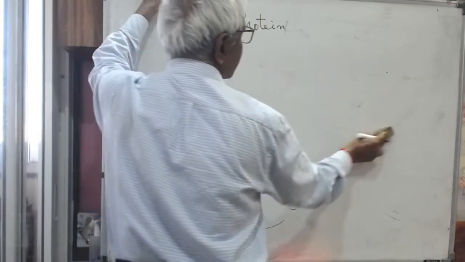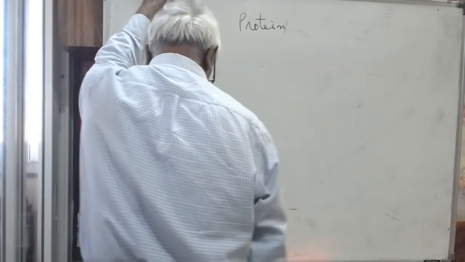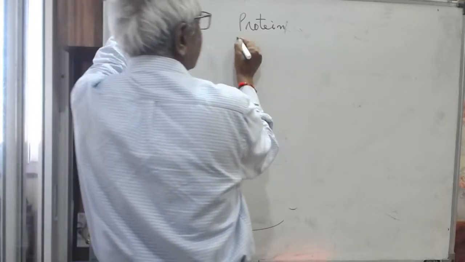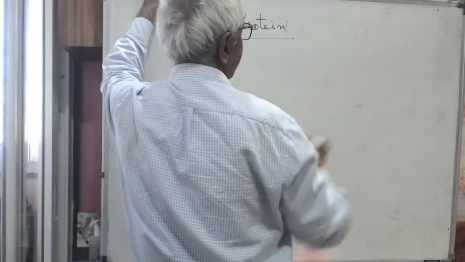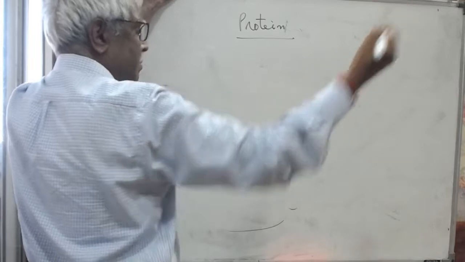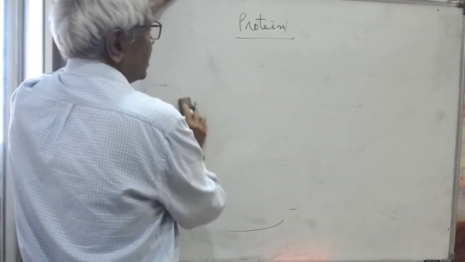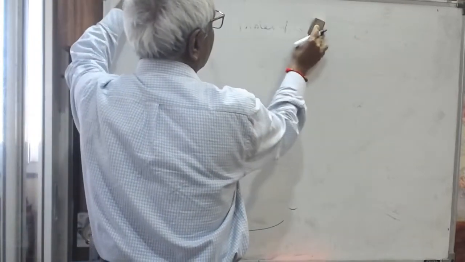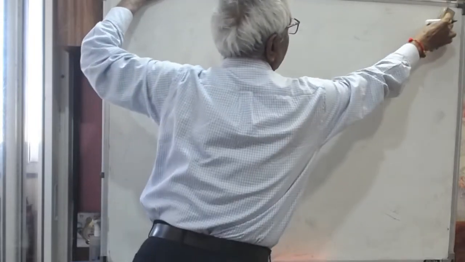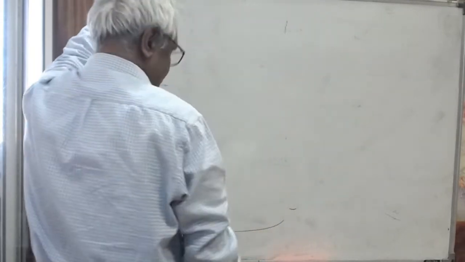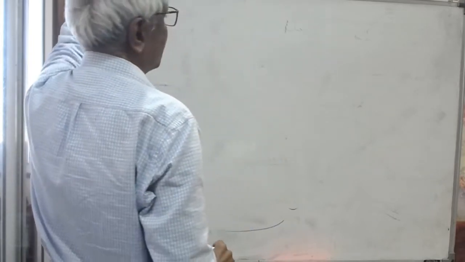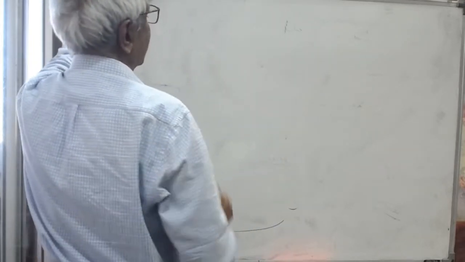Protein is not a polymer because the same repeating unit, meaning the same amino acid, will not be there. Different amino acids combine and give a macromolecule with so many peptide bonds, peptide groups. So that is called a polypeptide. Polypeptide is known as protein.